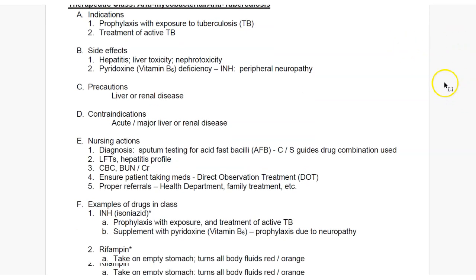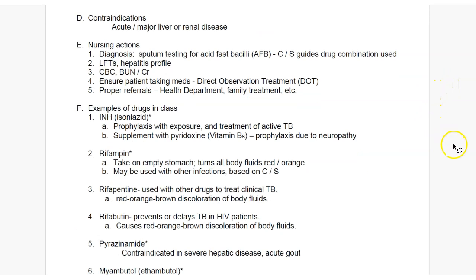So nursing actions in general, if we are using these medications to prevent or treat tuberculosis, these are the nursing actions or interventions that we have to do. One, we need to keep an eye on the diagnosis, right? We need to know, is the patient diagnosed with TB? How do we know that? Well, ideally, they should have done the acid-fast bacilli test or AFB test, as well as cultures and sensitivity. By using this test, wherein they test the sputum, this will guide us in figuring out the appropriate combination of drugs used to treat the active infection or prevent the infection from happening from a potential exposure.